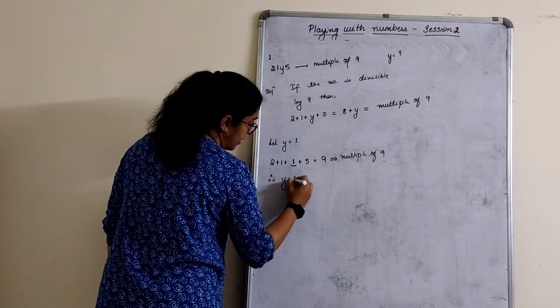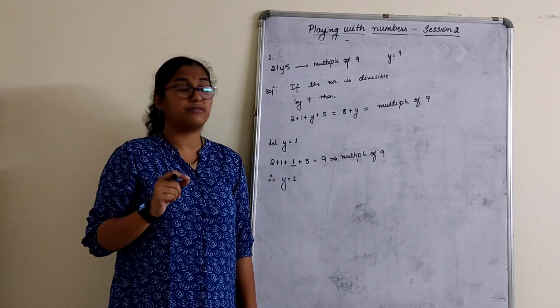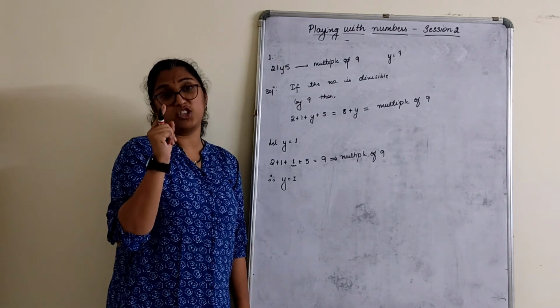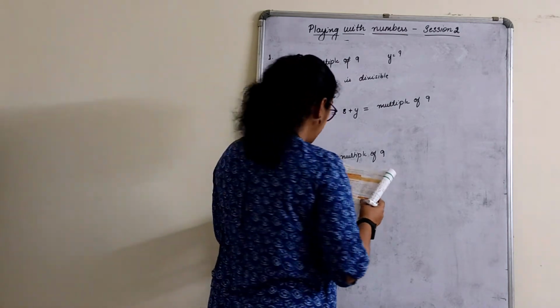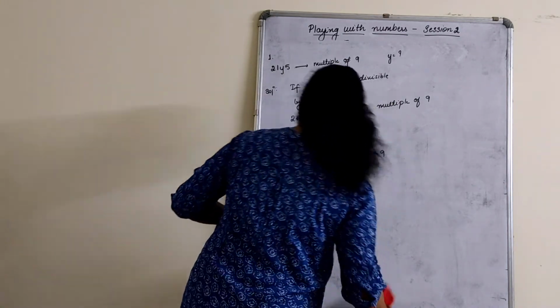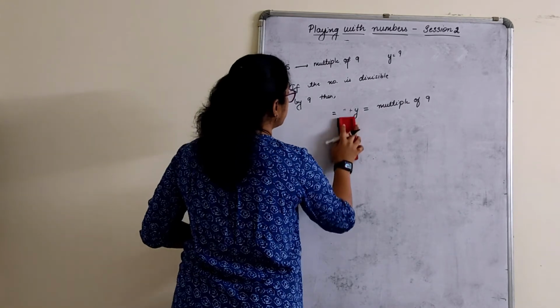Therefore, y value is 1. Sometimes it can take more than one value. Sometimes it can only consider 1. Because it's a unit place, only one digit is possible. I can't write some other digit there. Similarly is the next one. I will only rub the things which I don't want here.